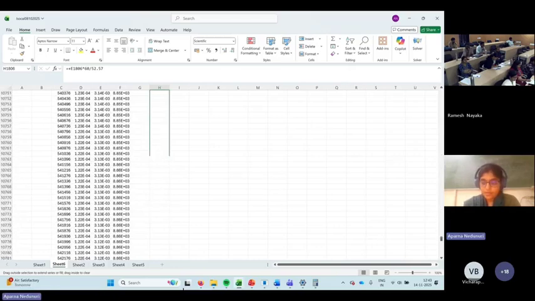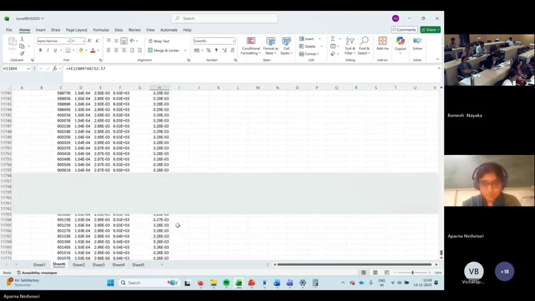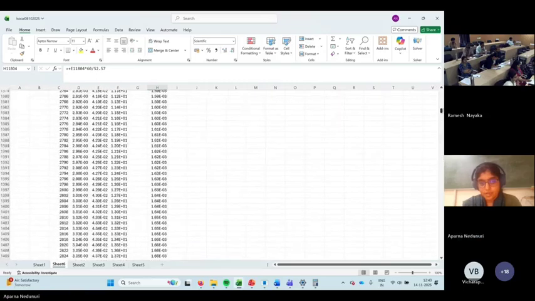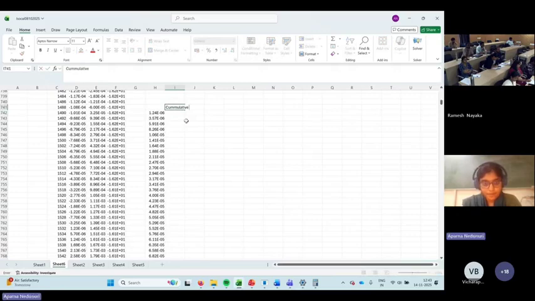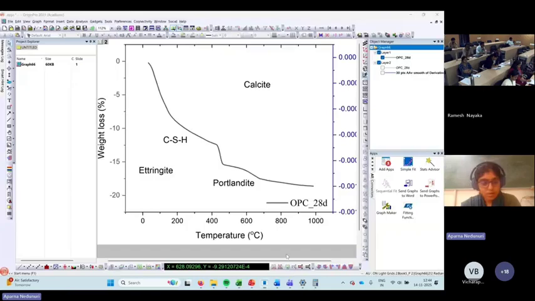Now we would like to have the total cumulative value from this. For cumulative, we'll go to the first cell. So for cumulative heat, we'll take this, and for the second one, we'll add this. So we'll consider the heat at this particular time interval, and we'll sum up with the previous heat. Like that, we'll end up having the cumulative heat. Now you have heat flow and cumulative heat that you can take to your Origin.